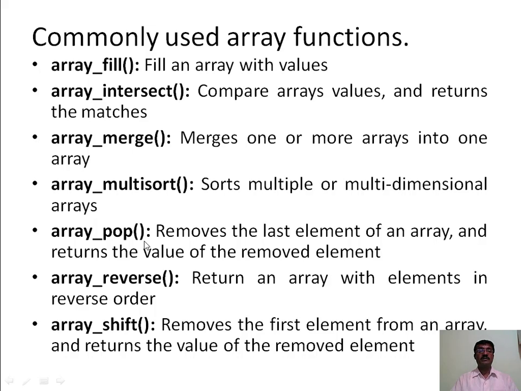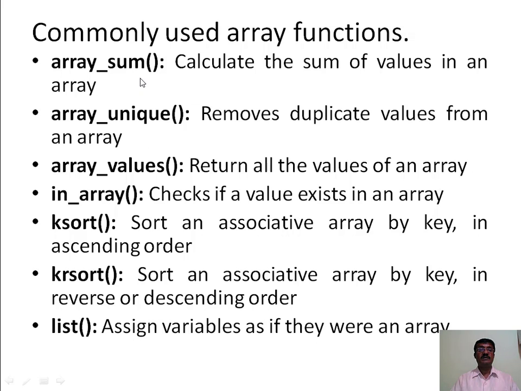array_pop: this function removes the last element of an array and returns the value of the removed element. array_reverse: this function returns an array with elements in reverse order. array_shift: this function removes the first element from an array and returns the value of the removed element. array_sum: this function calculates the sum of values in the array. array_unique: this function removes duplicate values from the array. array_values: this function returns all the values of an array.